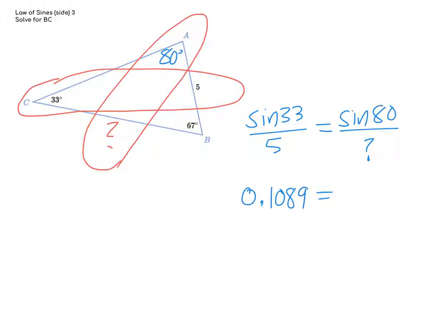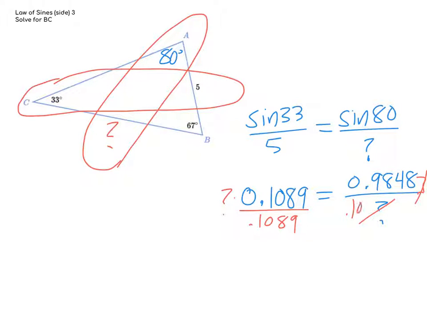You could also leave these unrounded. That would be even better. Then we've got 0.9848 for sine of 80 divided by question mark. I'm going to move the question mark to the other side by multiplication, and that cancels that out on the right side. Divide both sides by 0.1089, and we get to our answer.